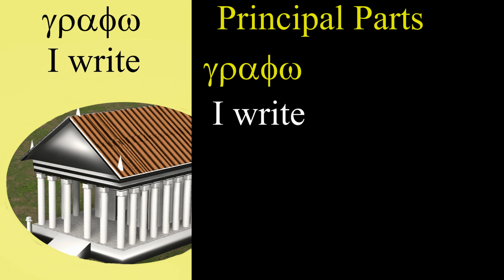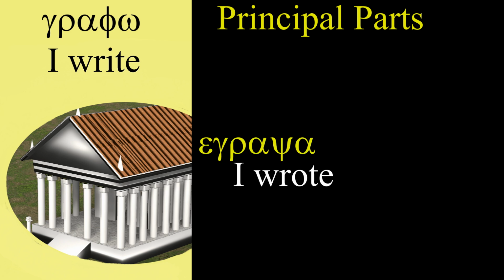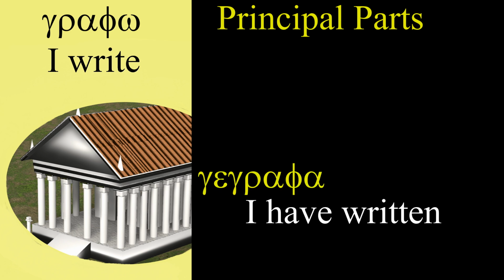The first principal part is the present tense. Grapho is I write. The second principal part is the future tense. Grapso is I will write. The third principal part is the aorist tense or past tense. Grapsa is I wrote. The fourth principal part is the perfect tense, the past tense that includes the verb have in English. Grapha is I have written.